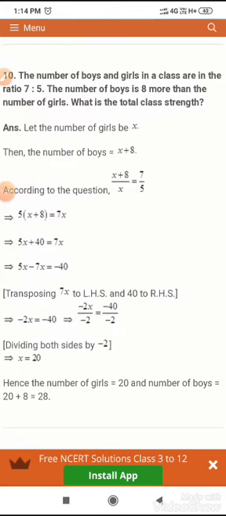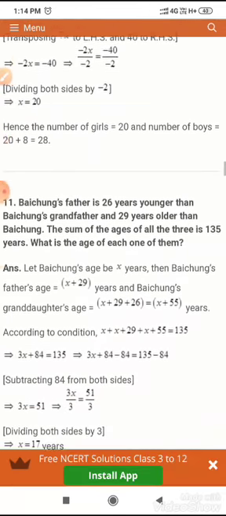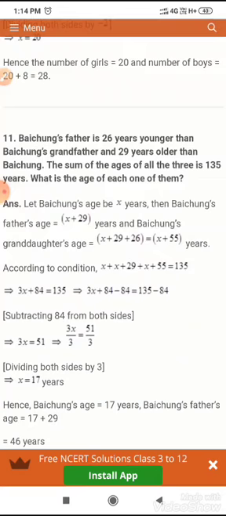Questions 7 to 10 are the same as questions 6 and 5. Now move to our question number 11. Baichung's father is 26 years younger than Baichung's grandfather and 29 years older than Baichung. The sum of the ages of all three is 135 years. What is the age of each of them?